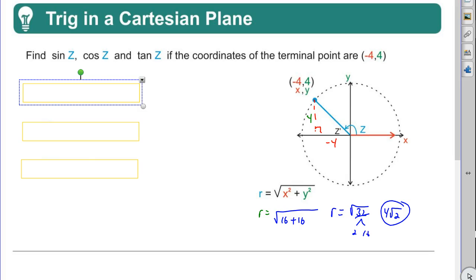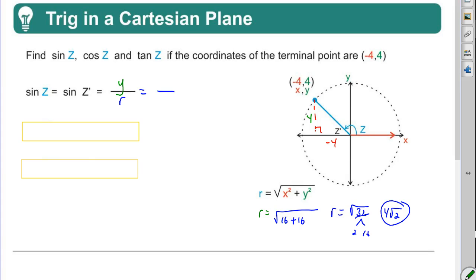Okay. So now let's get to trig in a Cartesian plane. Remember, the sine of angle z equals the sine of z prime. And remember this relationship. Yes, the sine is the opposite over the hypotenuse, but we can also say in a trig Cartesian plane, it's y over r. So the sine of z is y over r. So really all we need is y and r, and we can come up with the ratio of the sine. And so what is y? 4. What is r? We just found it. 4 times the square root of 2.